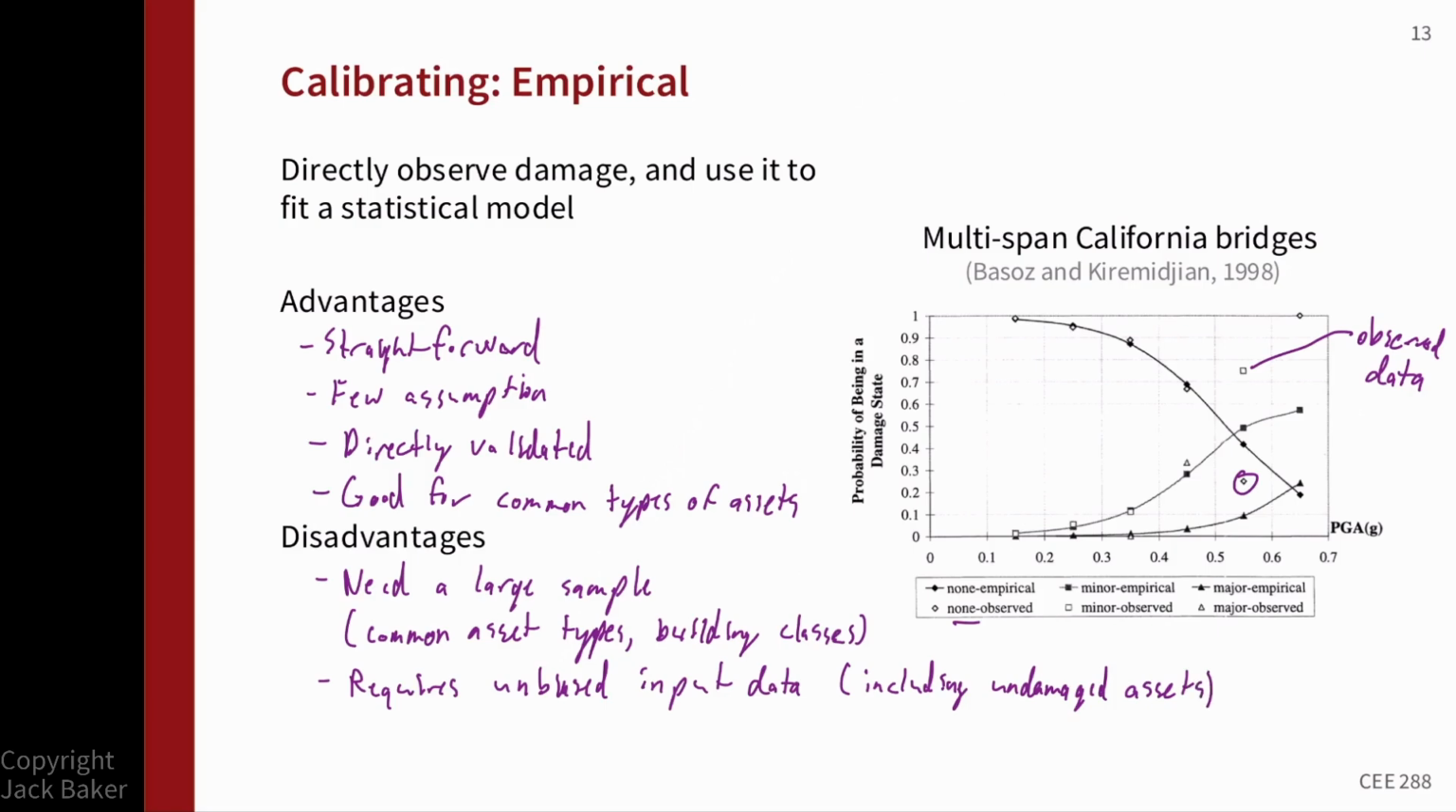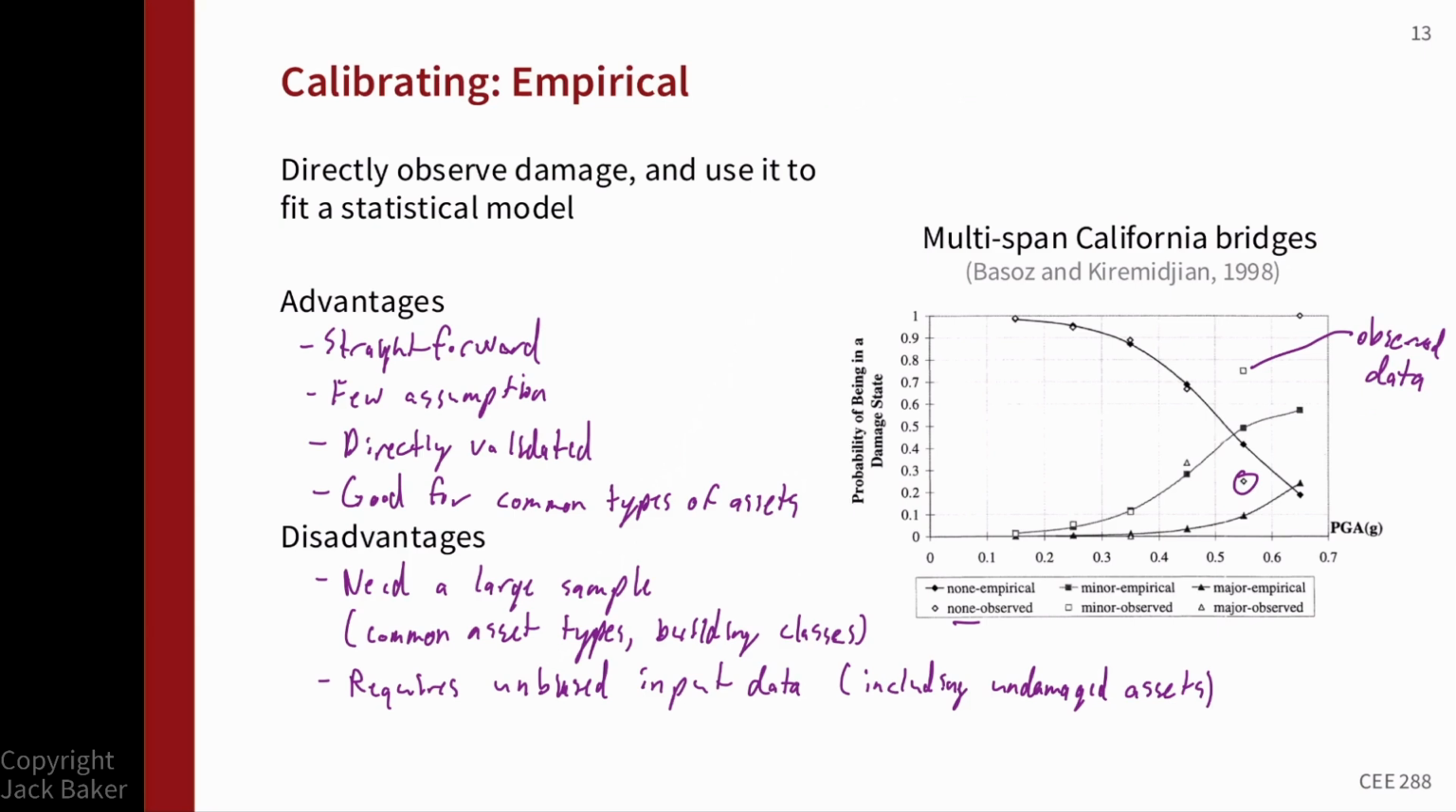Okay, the next challenge, this one isn't too hard to overcome, but I have to be careful about it. We need unbiased input data. So sometimes when folks go out into the field after an earthquake, they'll look most at the cases where you see damage. And those are the most interesting and have the most potential to learn from an engineering perspective. But if people only count the damaged buildings and we don't know how many undamaged buildings or assets there are, we can't figure out the probability of being in a damaged state. And so you have to go out and systematically collect all of the data, including the undamaged assets.